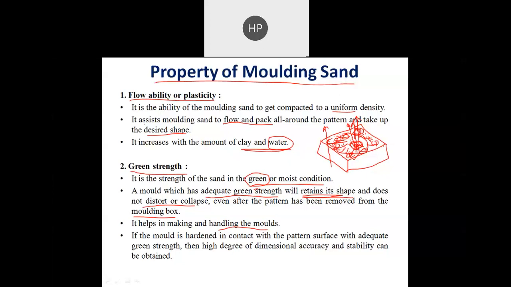Then if the mold is hardened in contact with the pattern surface with adequate green strength, then a high degree of dimensional accuracy and stability can be obtained. Okay, so that is why the green strength is important. To get higher dimensional accuracy and stability, we require green strength. Okay, so this is another property of the mold sand.